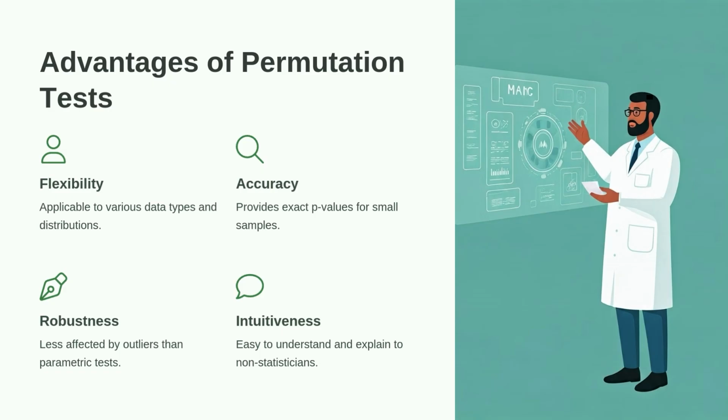Permutation tests offer several advantages. They are flexible, accurate, robust, and easy to explain. Even with small samples, they provide exact p-values and they are less affected by outliers compared to parametric tests.